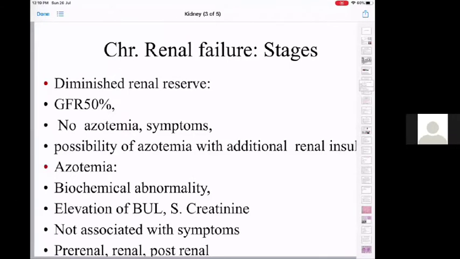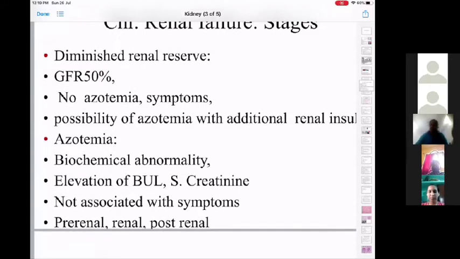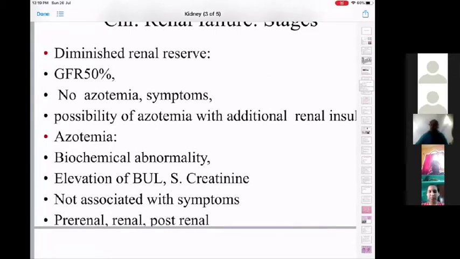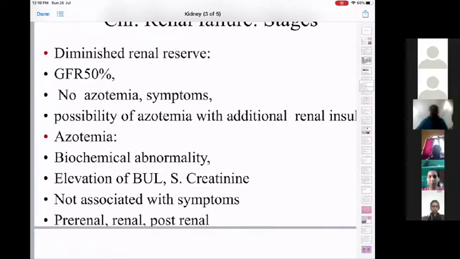Second stage is azotemia. First stage is the diminished renal reserve. Second stage is azotemia. In azotemia, there is biochemical abnormality: elevation of blood urea nitrogen and serum creatinine, and it is also not associated with symptoms. And its causes are pre-renal, renal, and post-renal. These are the causes of azotemia. Okay. In azotemia, there is an abnormality of biochemical materials.